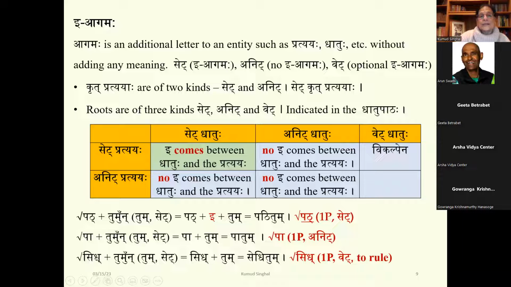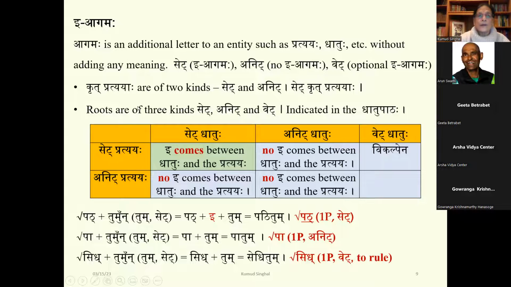Now you take the dhatu sidh. Sidh is a 1p, vet root. Here there will be no e agama also, because this is a vet and it is a set pratyaya, but this sidh takes a guna. That's why it is sedhitum. We are going to come back to this when we study tumun, and then you will be able to see what takes the guna and so on. So this is the e agama.